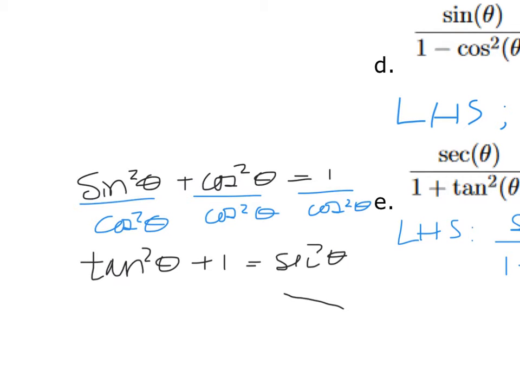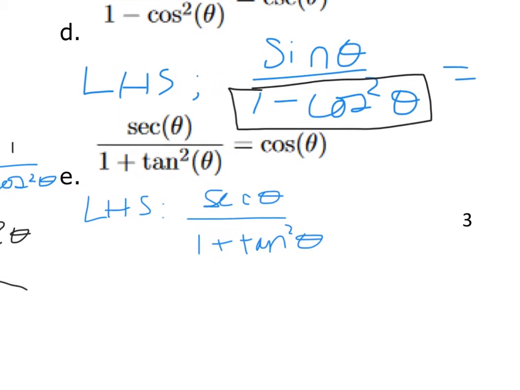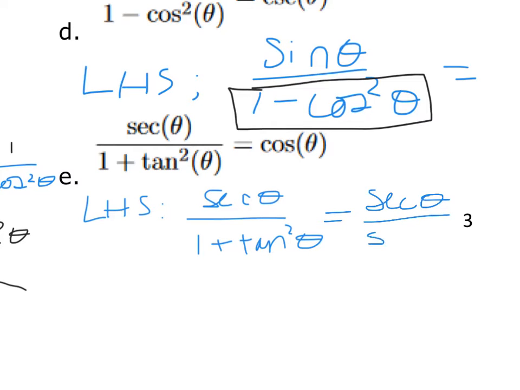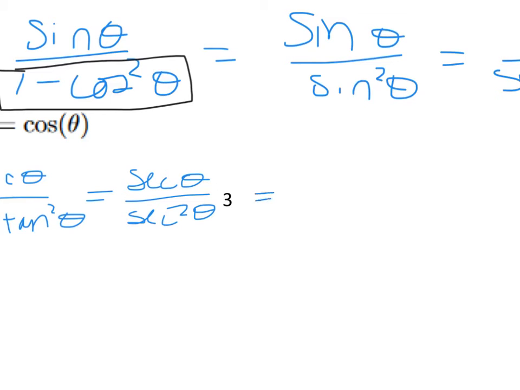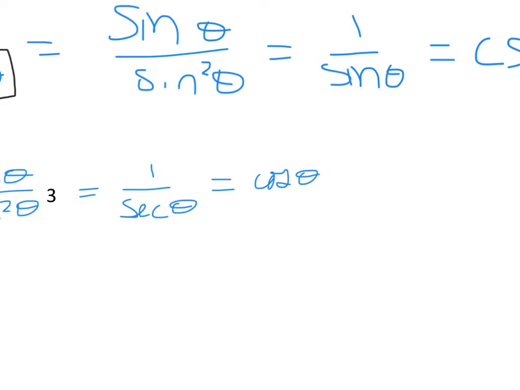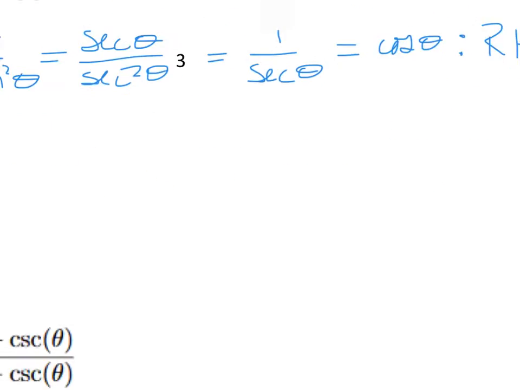So, going back to this, I'm going to replace the denominator. This is the secant theta. I'm going to replace the denominator with a secant squared of theta. So just like before, this is 1 over the secant of theta, which is a reciprocal identity of the cosine of theta, which gives me the right-hand side. How was that? Okay, cool.